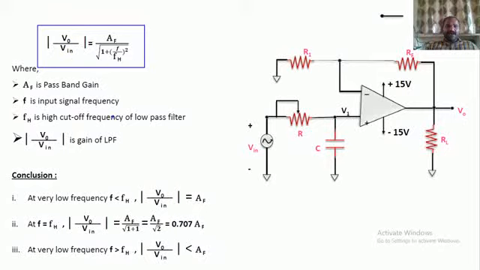Now, in order to cross check this, we are assuming the input signal frequency. What exactly is the low pass filter? Just recollect the passive low pass filter. We have seen the ideal characteristics of the filters, the graphs, right?